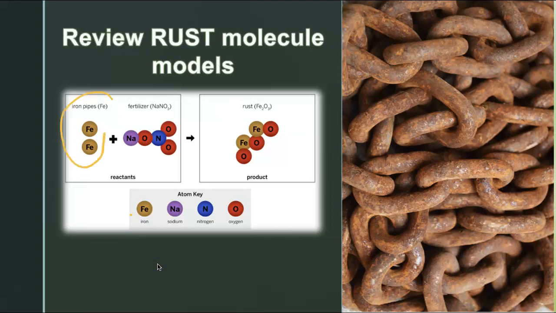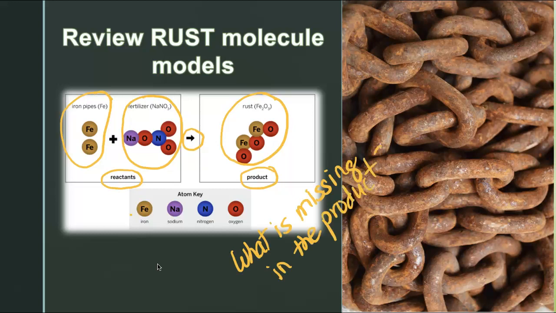So we have our iron pipes, which are the Fe atoms, and we combine those with the fertilizer molecule, which is NaNO3. These are considered our reactants in this chemical equation or chemical reaction. The arrow represents a chemical reaction occurring to produce new products, which in this case is rust, and this is the product, but there's a problem. What is missing in the product? We are missing some atoms, aren't we?